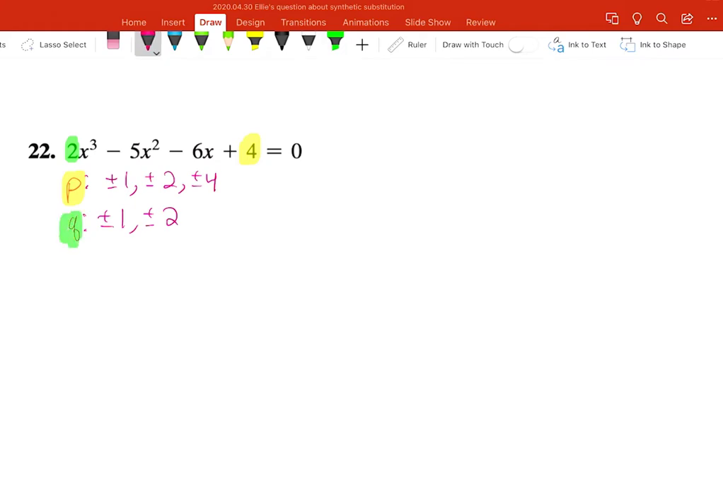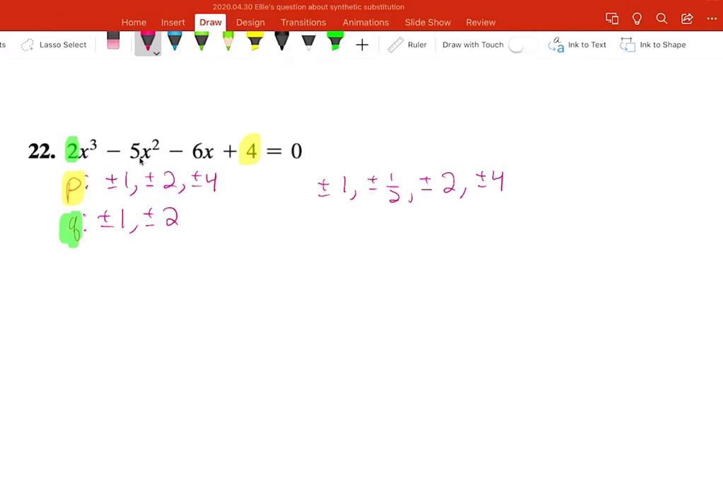Okay, so all of my possible rational zeros are plus or minus 1 over 1, plus or minus 1 over 2, plus or minus 2 over 1, plus or minus 2 over 2, which we've already covered with the 1, so I'm not really going to worry about that. Plus or minus 4 over 2 we've already covered with 2, and plus or minus 4 should be my last possible rational zero. So these 8 possibilities are what I've got.